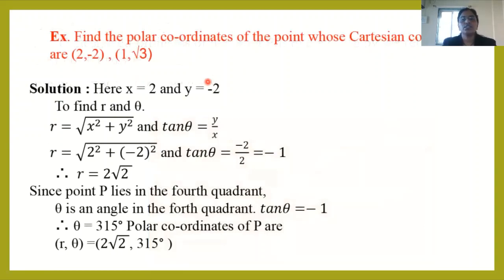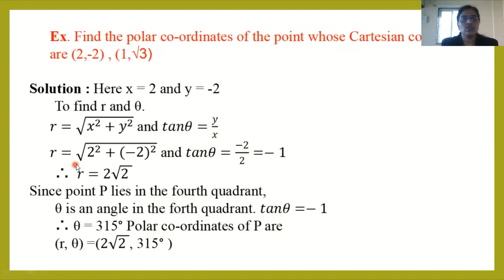Find the polar coordinates of a point whose Cartesian coordinates are 2 and -2. First one example is here. आपल्याला Cartesian coordinates दिलेले आहेत, आता polar coordinates find out करायचे. Cartesian coordinates, that means x is equal to 2 and y is equal to -2. To find r and theta, that means polar coordinates, we know that r is equal to square root x square plus y square and tan theta is equal to y upon x.